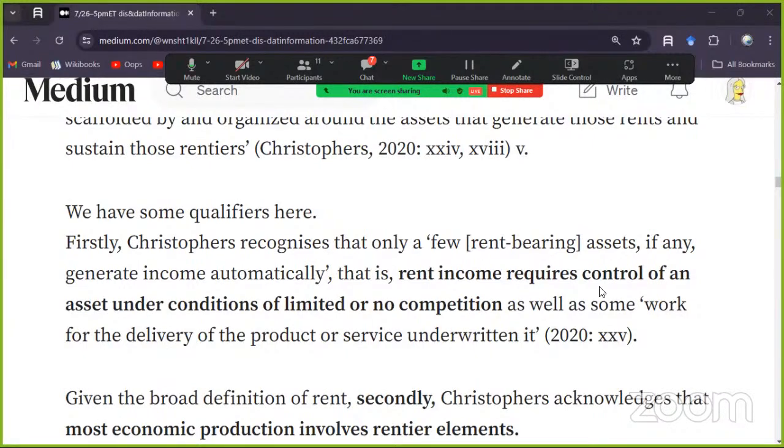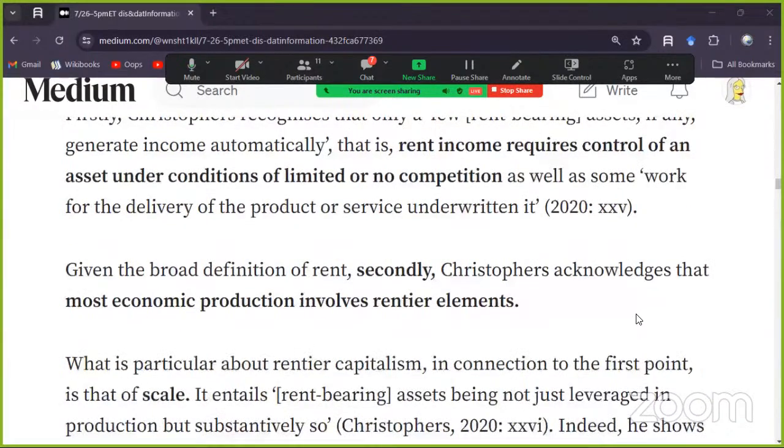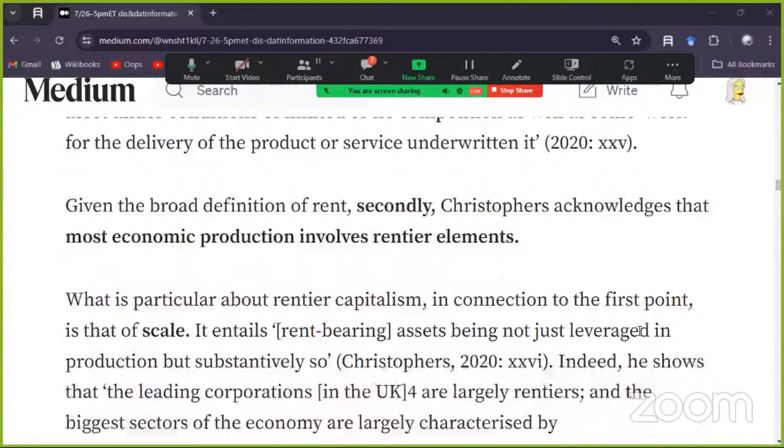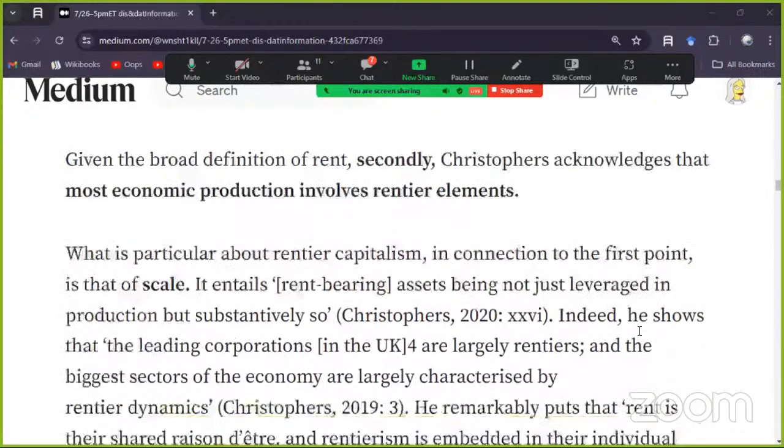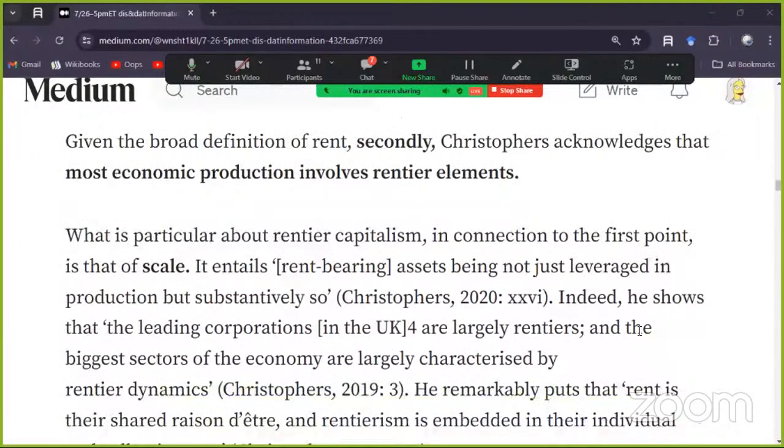Secondly, Christopher acknowledges that most economic production involves rentier elements. And this is a fully realized economy at work. What is particular about rentier capitalism in connection to the first point is that of scale. And I've talked about this before, that scaling or a certain dimensionality is actually really important for all of these elements. It entails rent-bearing assets being not just leveraged in production, but substantively so.